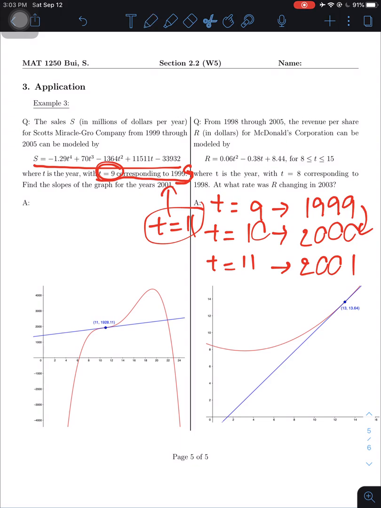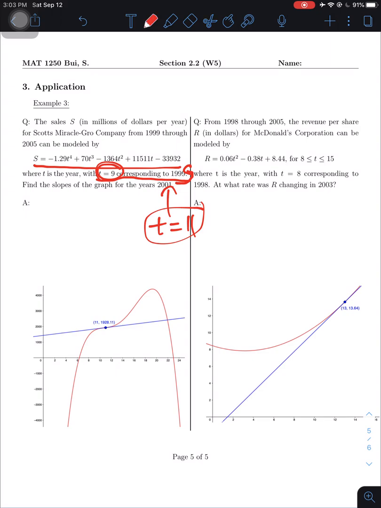Okay, and now let me take this out of the page. And because the problem is asking us for the slope of the graph, right? So you know what to do. We have to find s prime. Let me move this one away first because it's just taking too much space.